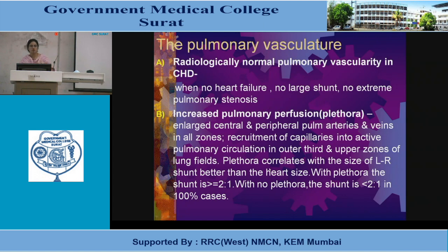So, plethora correlates with the size of left to right shunt better than the heart size. So, if there is plethora, shunt is more than 2:1. No plethora, shunt is less than 2:1 in 100% of cases.